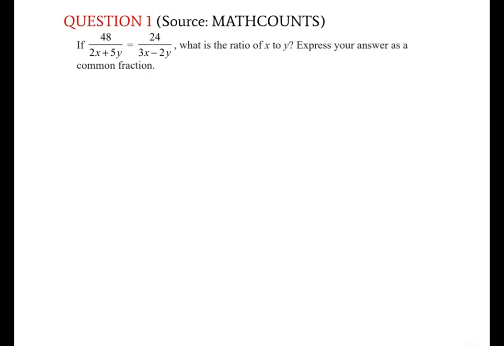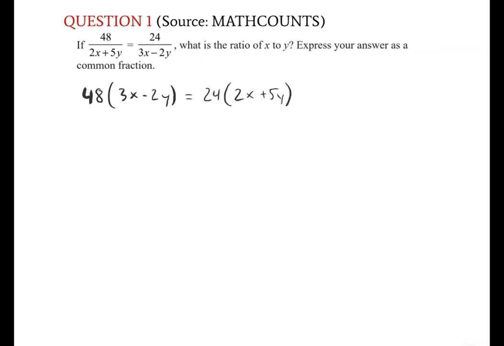Question 1. Let's start with question 1. Question 1 is asking for the ratio of x to y. So first, we can just cross multiply both of these fractions. And we'll get 40 times 3x minus 2y is equal to 24 times 2x plus 5y.